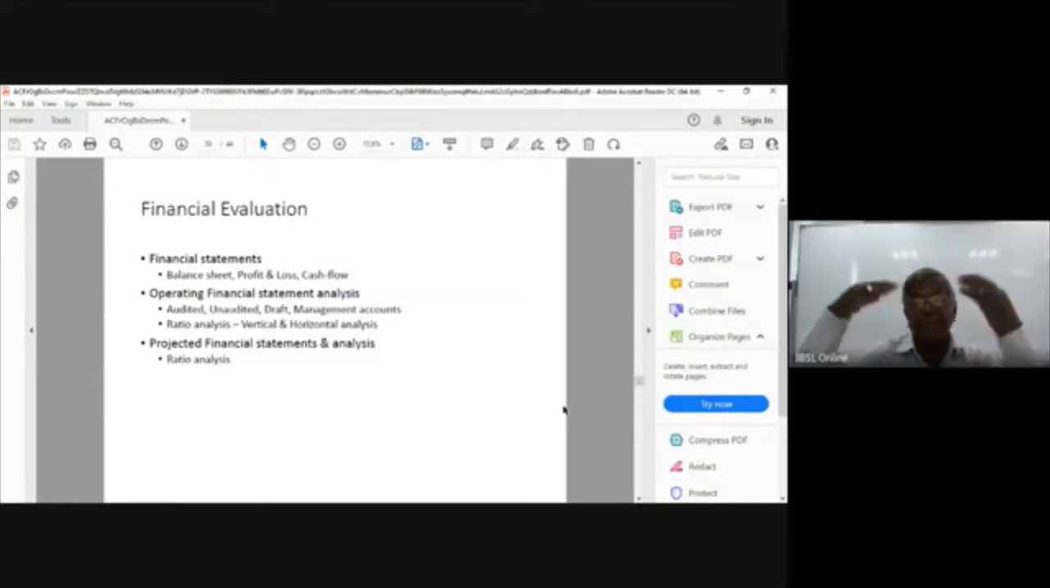So there may be improvement in the business. The company may take steps to operate more efficiently and effectively. So there may be improvement in the projected financial statement. There also you will complete the projected financial statement, do the ratio analysis, and see whether it is financially viable. So that is the financial evaluation. This has been done by another lecturer, so I'm just leaving it because it is done already.